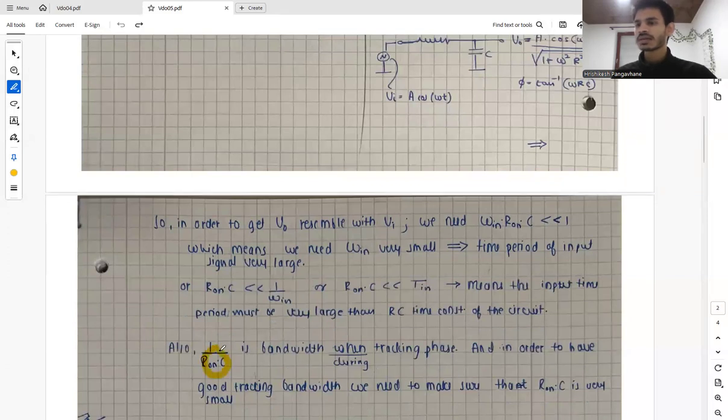1 upon RC during the tracking phase is basically the bandwidth during the tracking phase when the switch is on. And in order to have a good tracking bandwidth, we need to make sure that RC is very small in order to get this quantity very high, as we need a very good bandwidth.